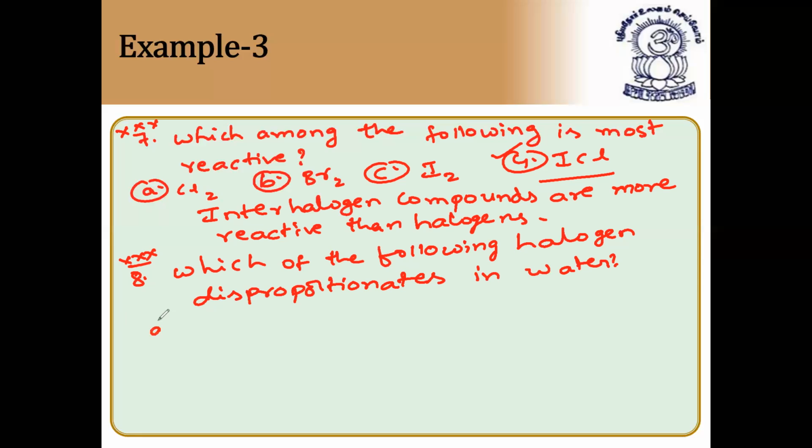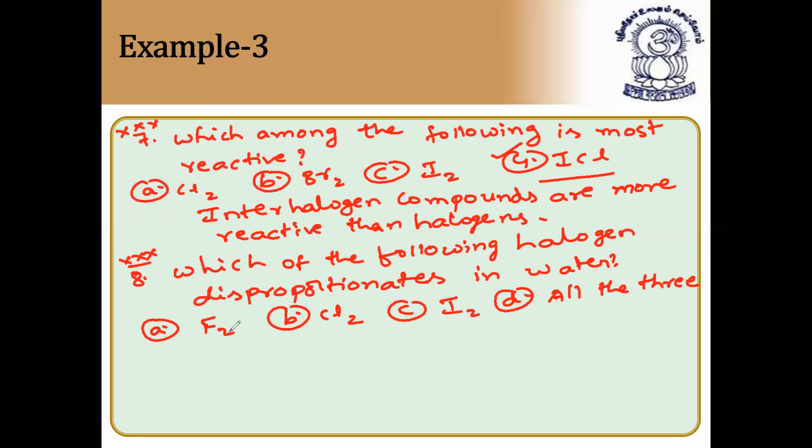Option A, fluorine. Option B, chlorine. Option C, iodine. And option D, most interesting, all the three. We already know fluorine cannot disproportionate because its oxidation state is always -1. So it can only go through oxidation or reduction. Chlorine undergoes disproportionation reaction. So the answer is B.